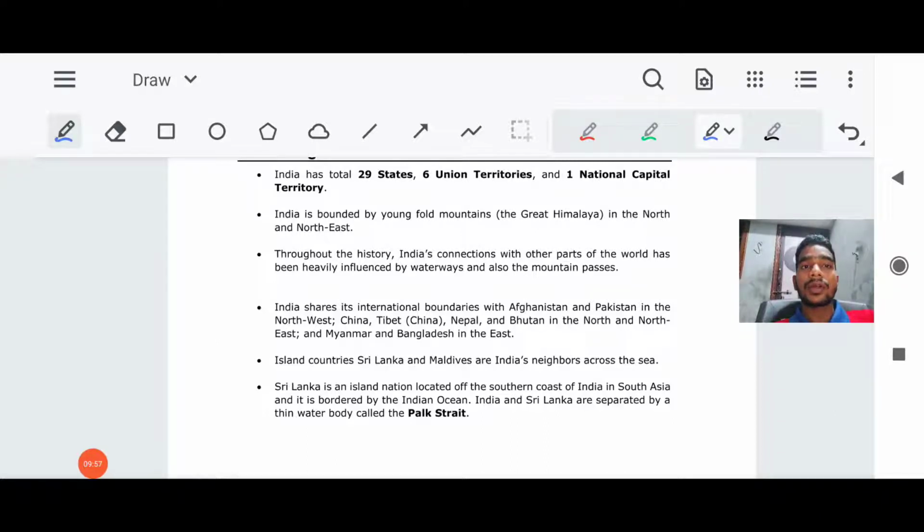north and northeast, and Myanmar and Bangladesh in the east. Island countries like Sri Lanka and Maldives are India's neighbors across the sea. Sri Lanka is an island nation located off the southern coast of India in South Asia, and it is bordered by the Indian Ocean. India and Sri Lanka are separated by the water body called the Palk Strait.